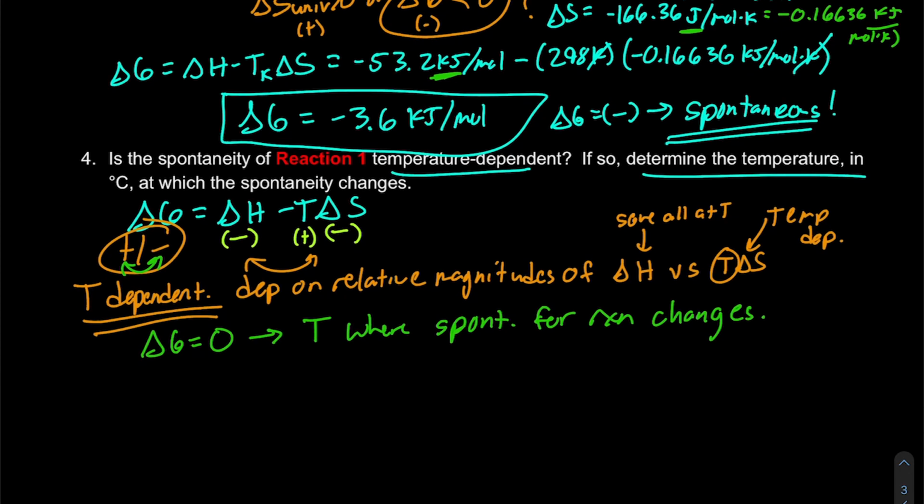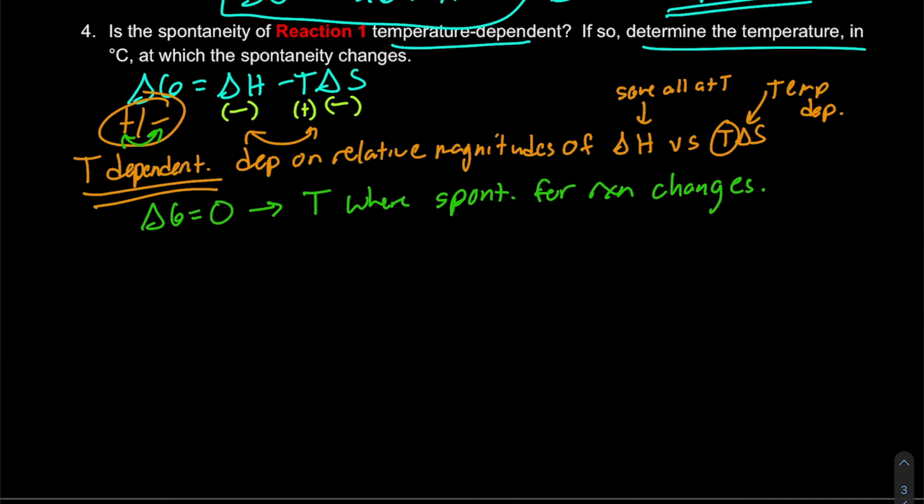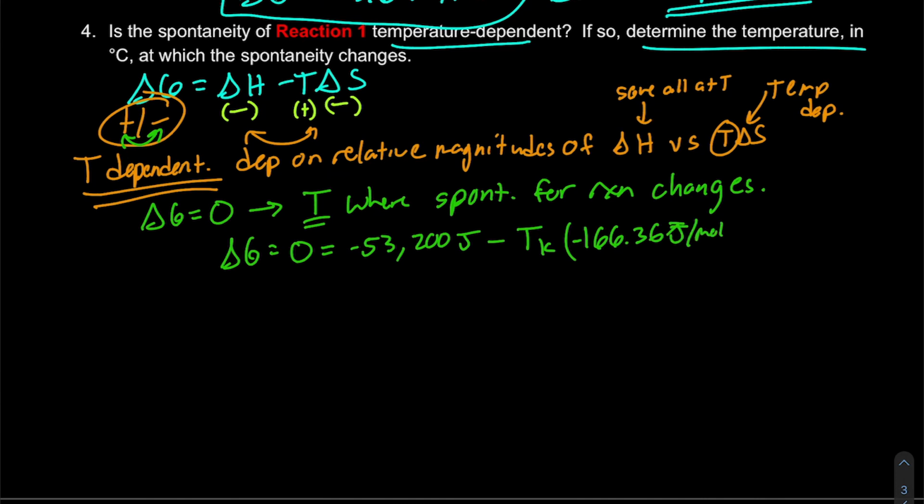So let's identify what temperature this spontaneity changes. So we know our delta G is 0. We need to figure out the temperature where the spontaneity changes. So let's go ahead and calculate that based upon the information that we have. So again, we have our delta S and delta H. This time I'm going to do the opposite and convert my delta H to joules. So I'm going to have negative 53,200 joules minus the temperature in Kelvin times our delta S. So again, 166.36 joules per mole Kelvin.